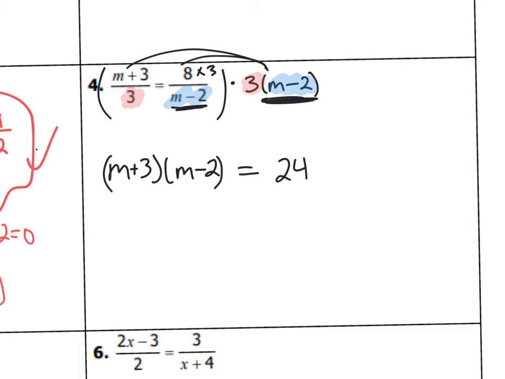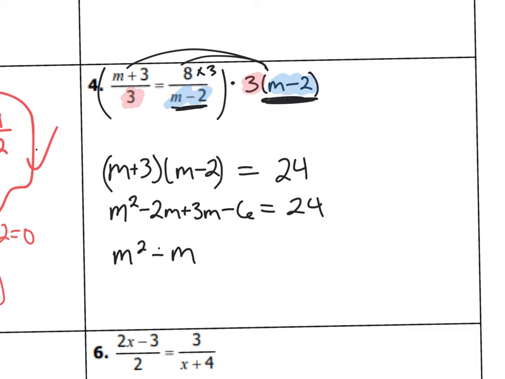All right, now we look. What do we do here? FOIL. Good. Combine like terms, m squared minus m, sorry, plus m, yup, minus 30, because you subtract the 24 over, equals 0. Yep, I would agree. I would also agree.